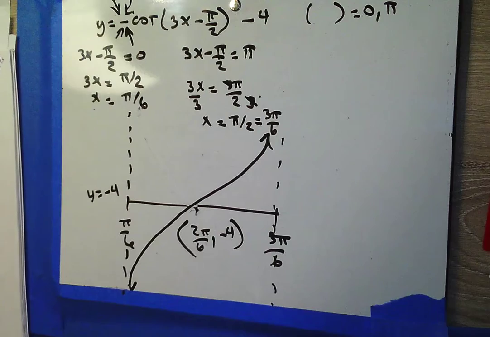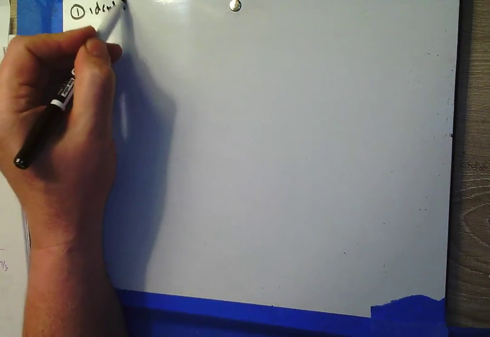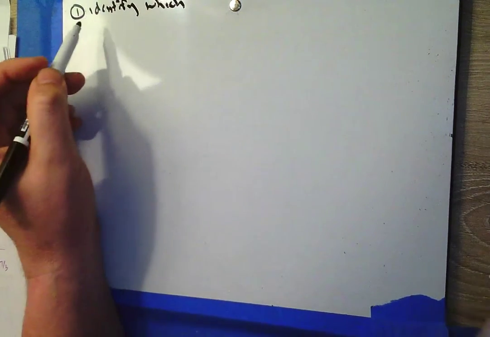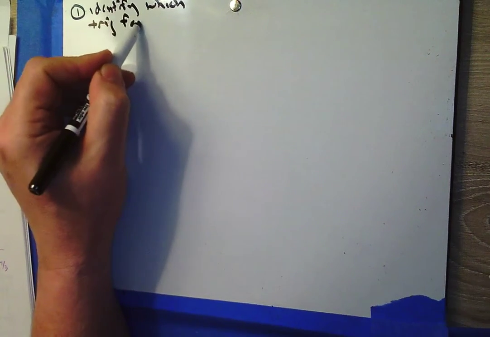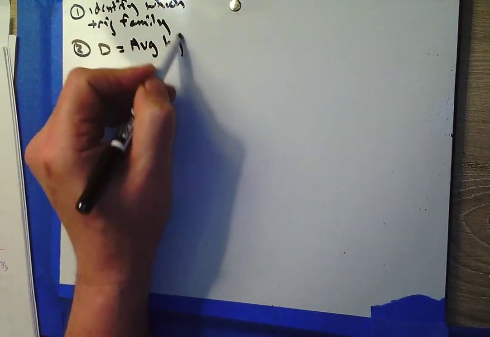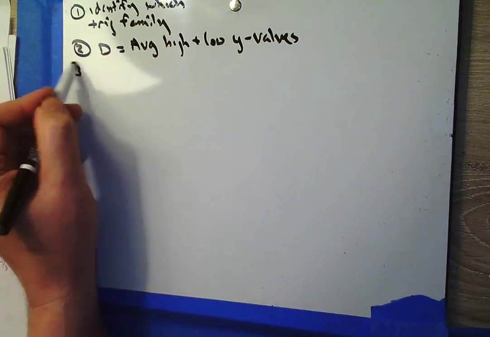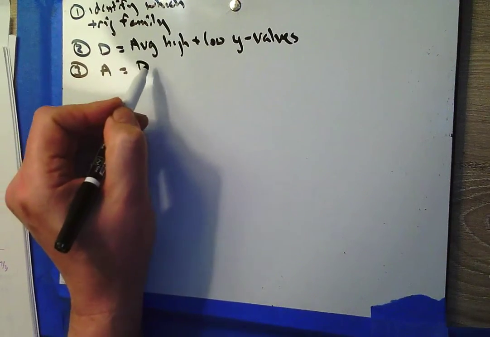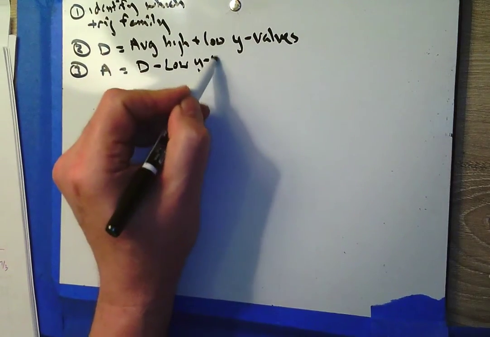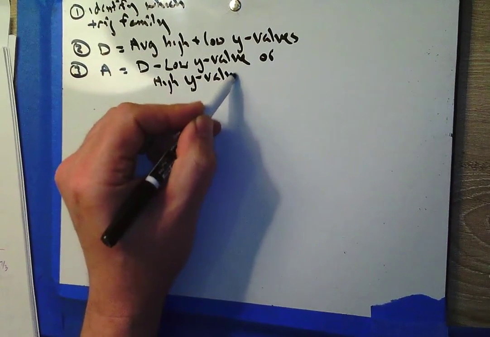Okay, so let's try some going backwards problems, where we'll start with a graph, and we'll do that process like we did with sine and cosine going backwards. We'll identify which trig family, and then we'll find our D, which is the average of the high and low y values. And then we'll find A. A will be D minus the low y value, or high y value minus D.